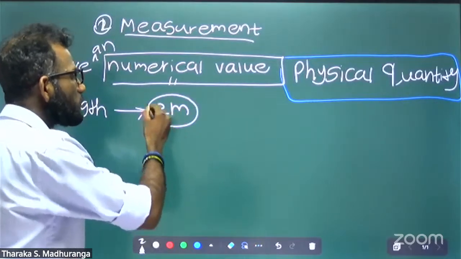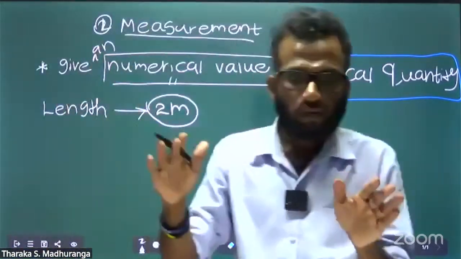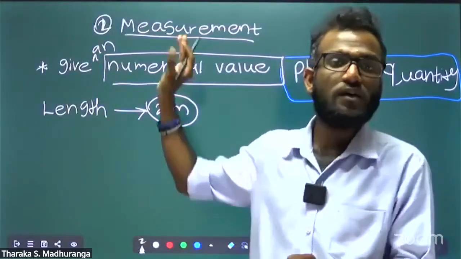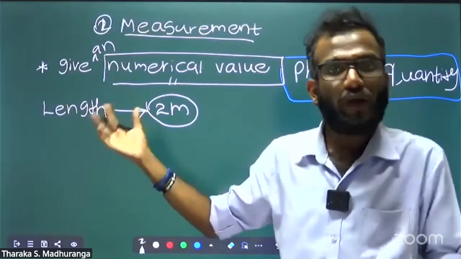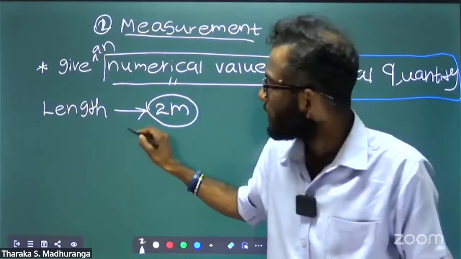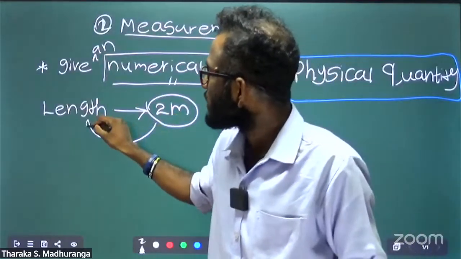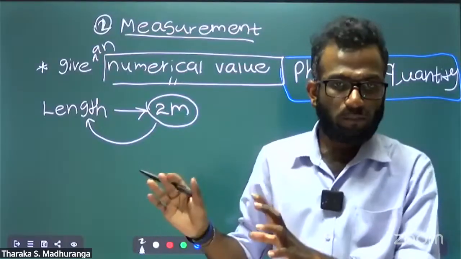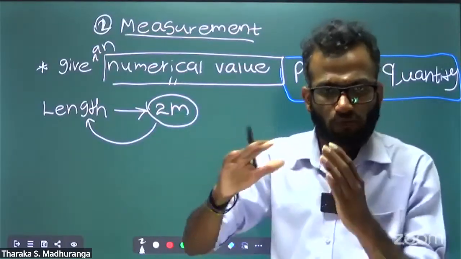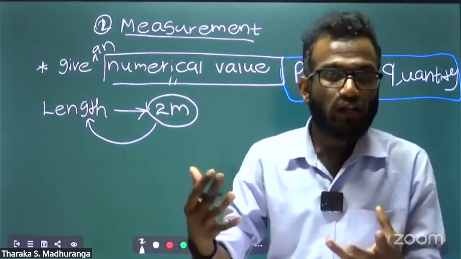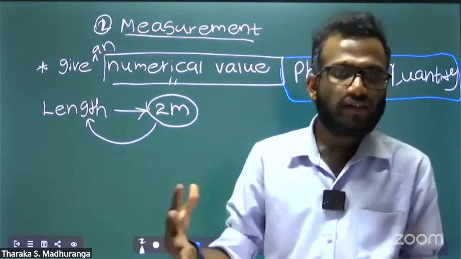That's a measurement. The physical quantity is length. Give a numerical value for this physical quantity. This 2 is a numerical value given for a physical quantity. That's what we call a measurement for any physical quantity. If we give any numerical value, numerical number, that is a measurement.